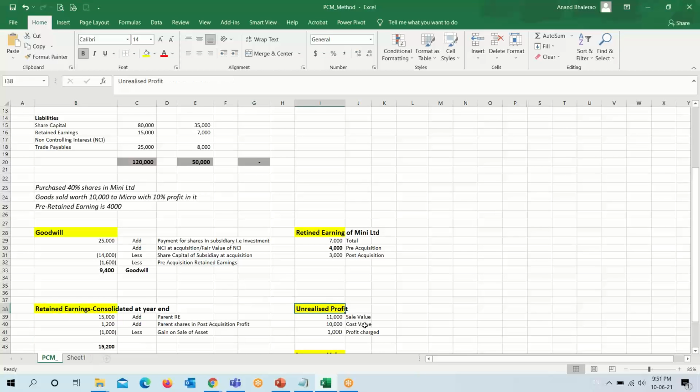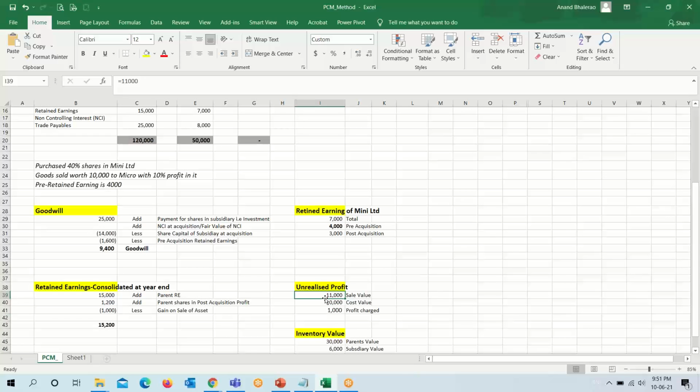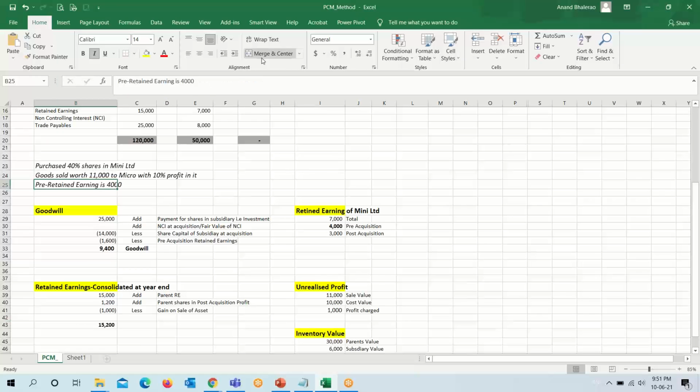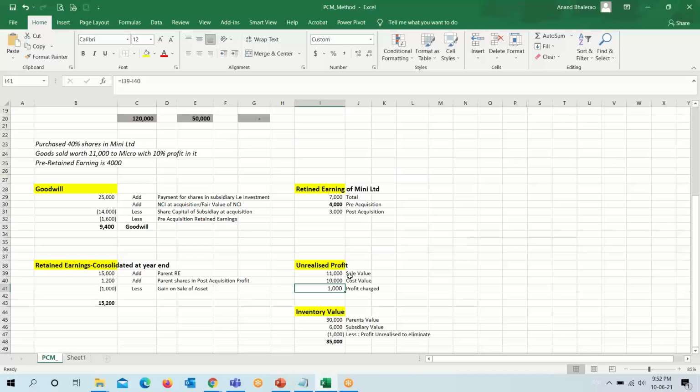Similarly, the unrealized profit we will calculate, as the profit we have to deduct. The sale value here is 11,000, out of which a 10% profit is included in it. So the cost of it will come to 10,000 rupees. So the profit charged by Mini Limited is 1,000, which we will deduct from the total earning and the retained earning of Mini Limited.